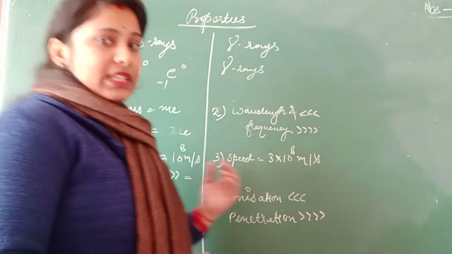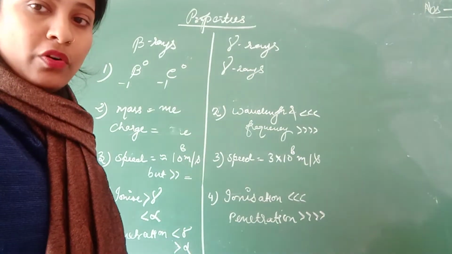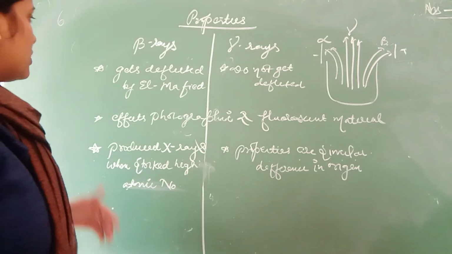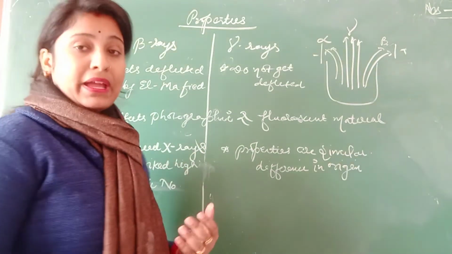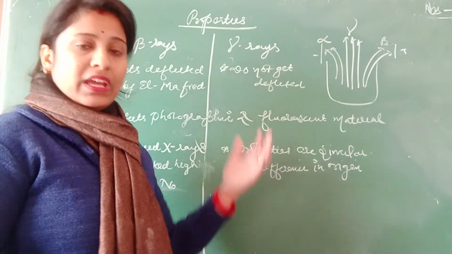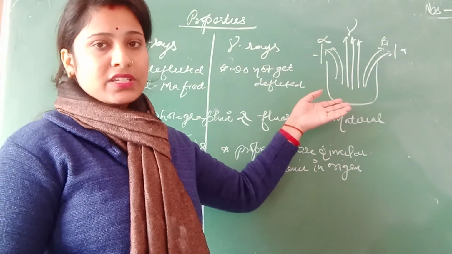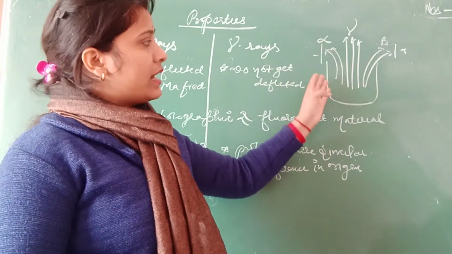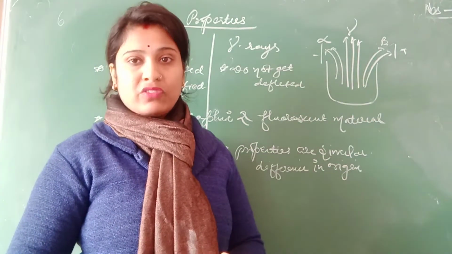Okay, so these are some of the characteristics. Let us discuss a few more and end this topic today. So a few more properties that we were left with: beta rays get deflected by electric and magnetic field. Day before yesterday we have already discussed the deflections of alpha, beta and gamma when they were brought in contact with electric and magnetic field.